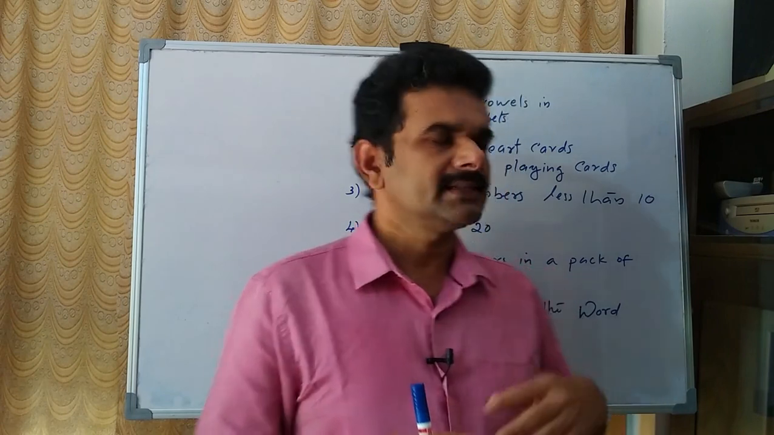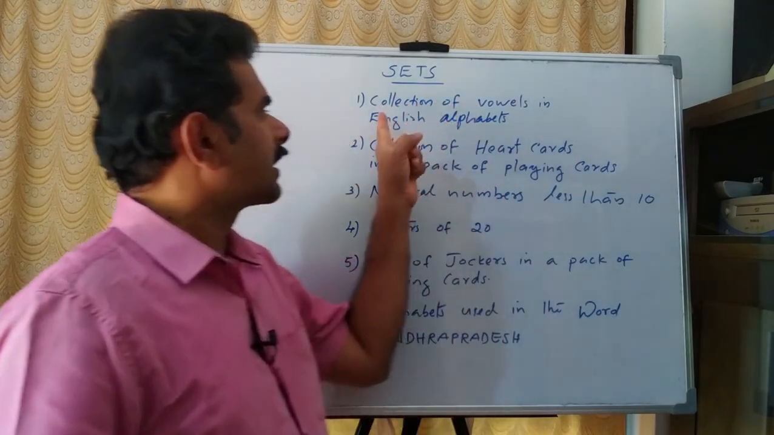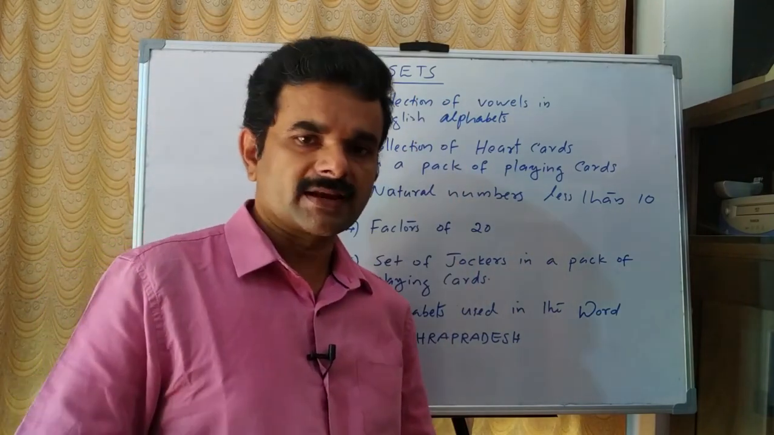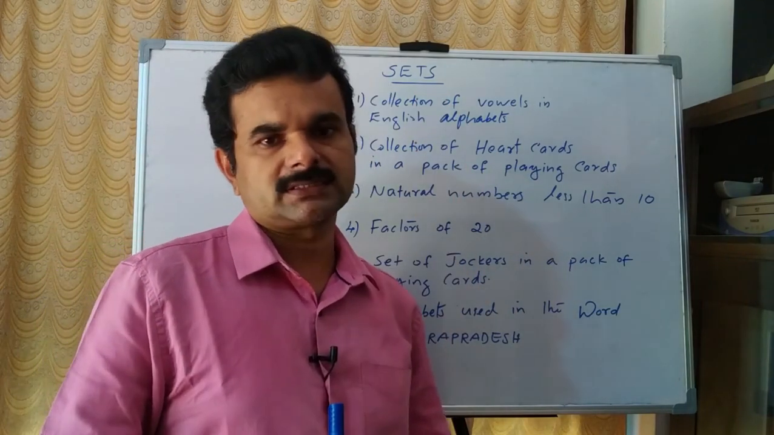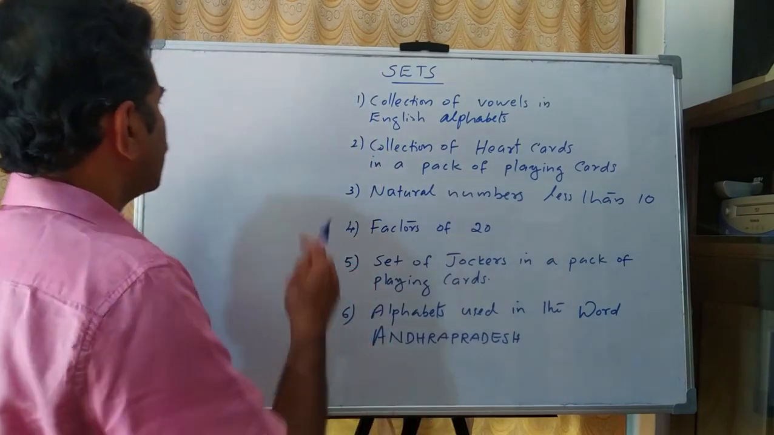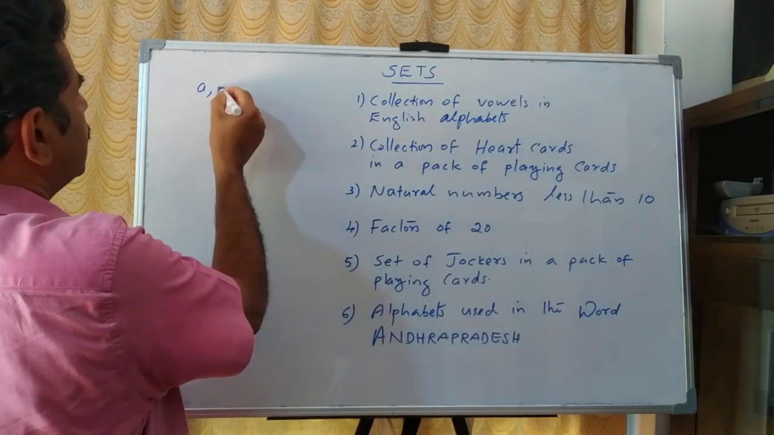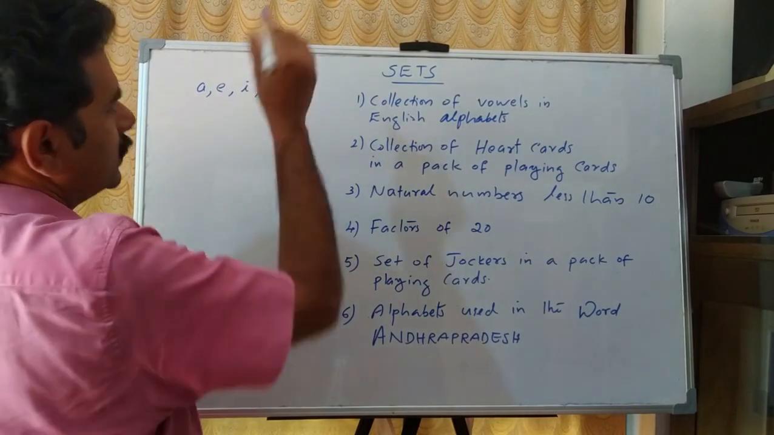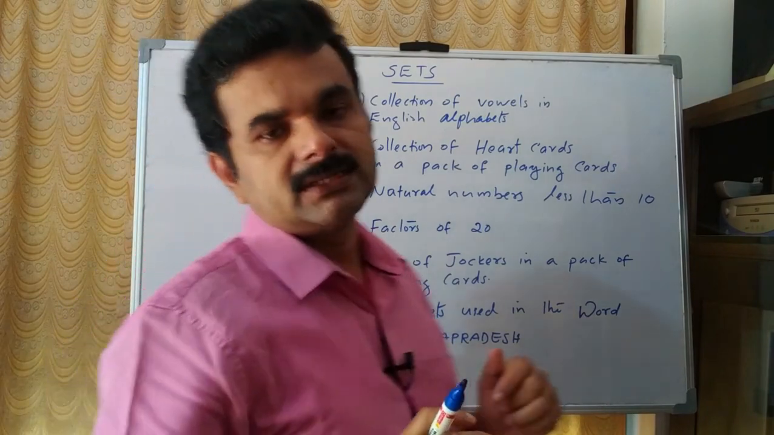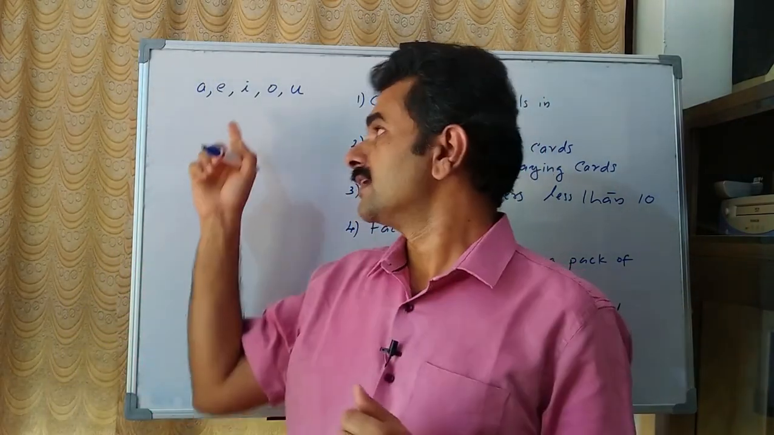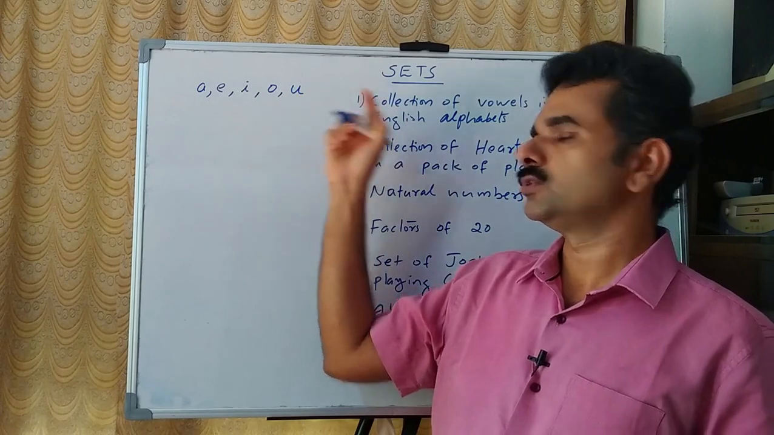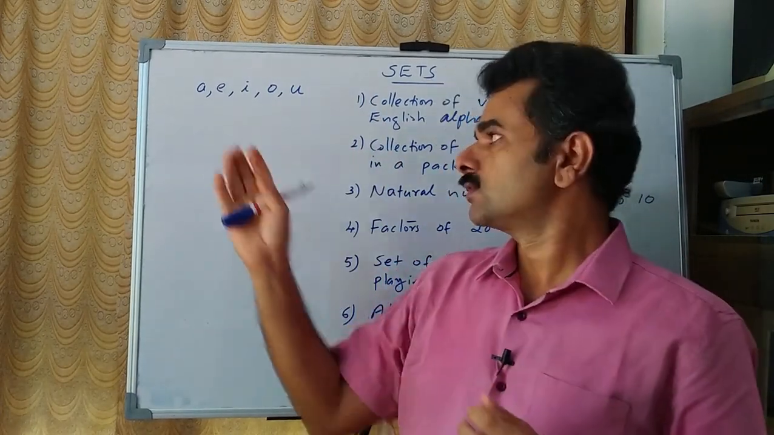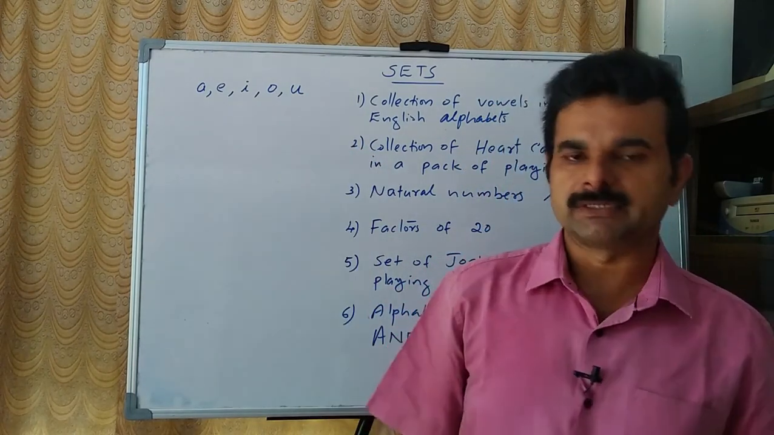Okay. So see these examples. Collection of vowels in English alphabet. You know the English alphabet and you know the vowels. Which are the vowels? You know that A, E, I, O, U. These are the vowels which we have learned in English alphabet. A, E, I, O, U. This is a group of letters, group of vowels from English alphabet.